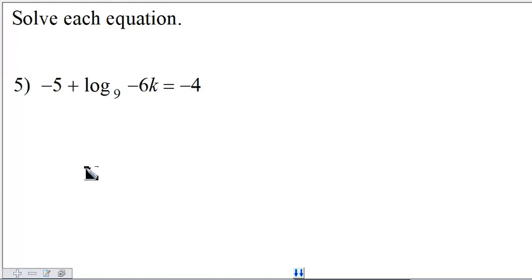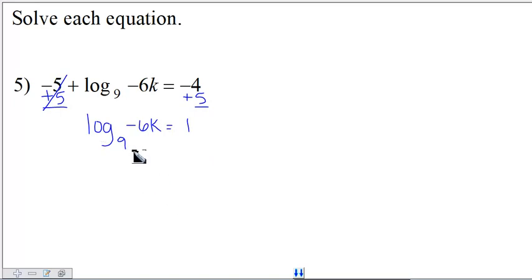Number 5 will be the same type of problem. Again, I have a single logarithm, so I need to make sure that it is completely by itself. If there's any numbers added, subtracted, multiplied, or divided, I need to get rid of them. I'm going to add 5 to both sides. That leaves me with log base 9 of -6k equal to positive 1.